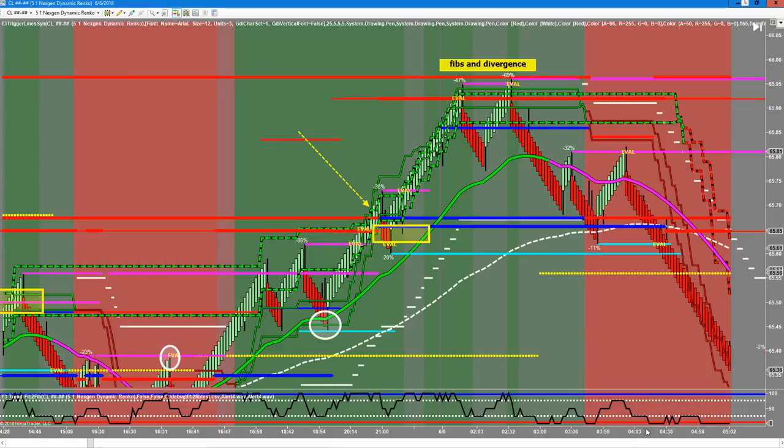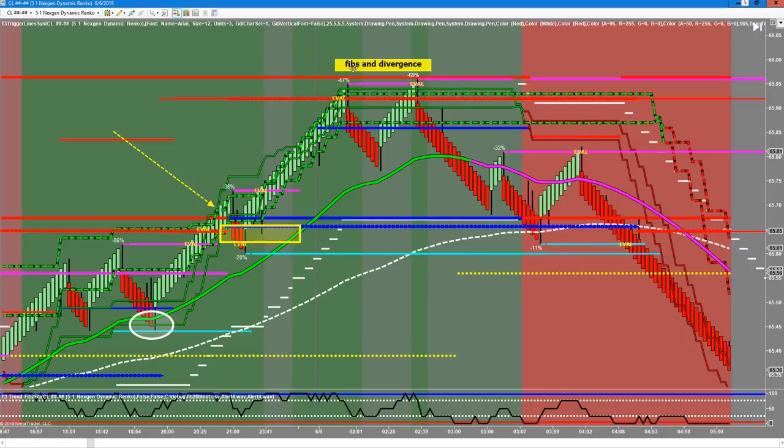Does everybody see the fibs and divergence up here at the top? There's a negative 69 right here. That means stop going long. You're going to lose.